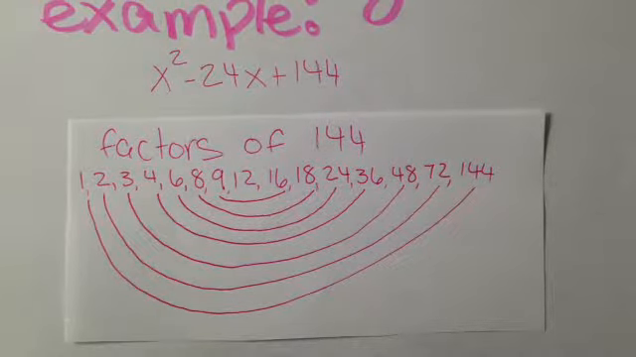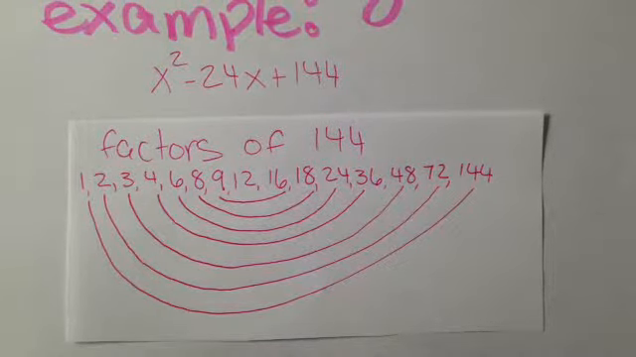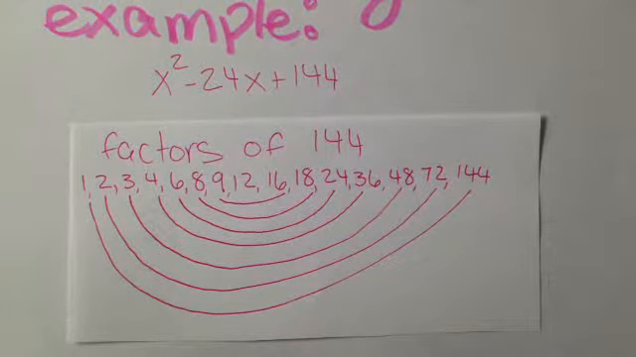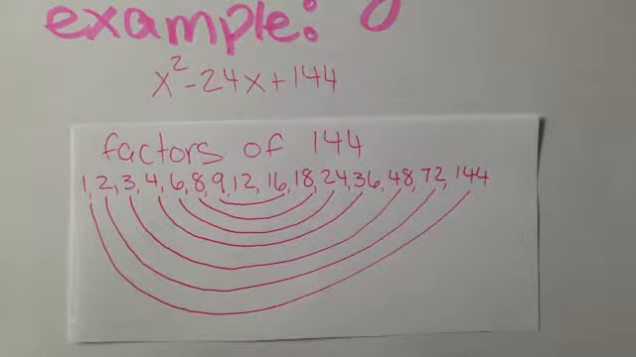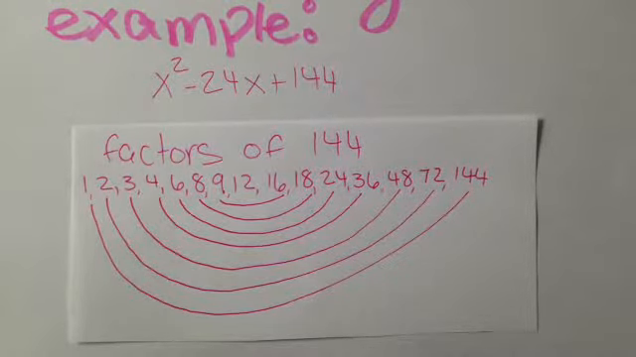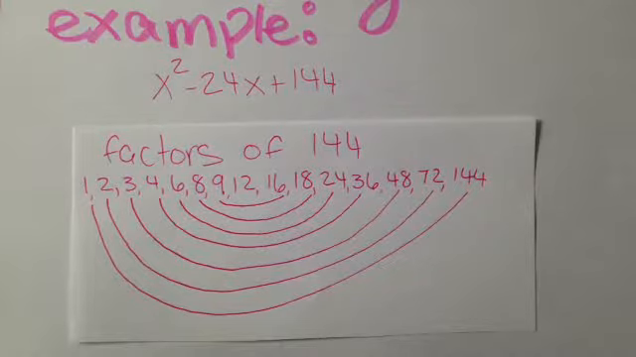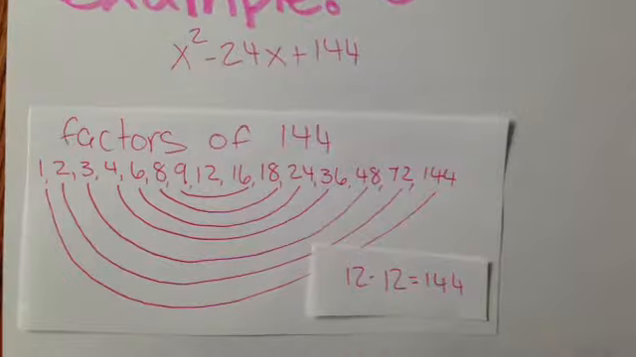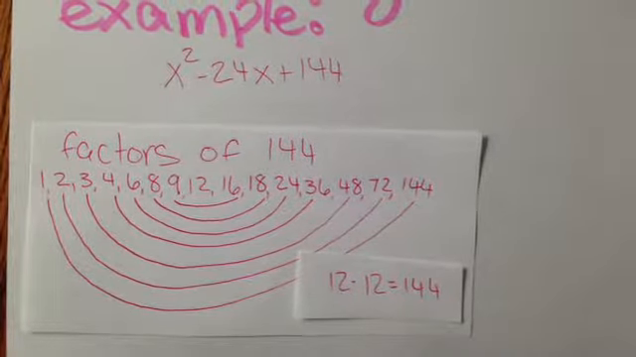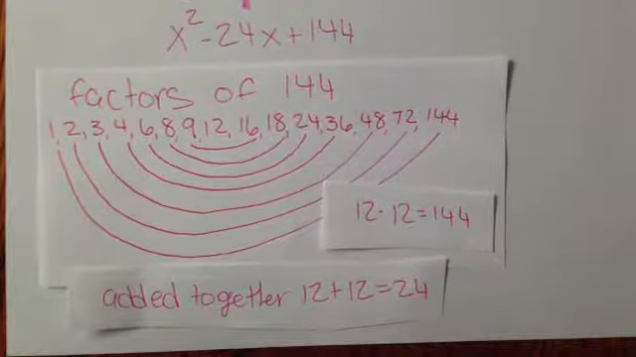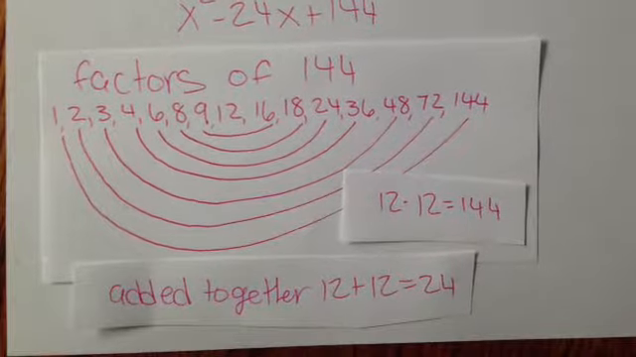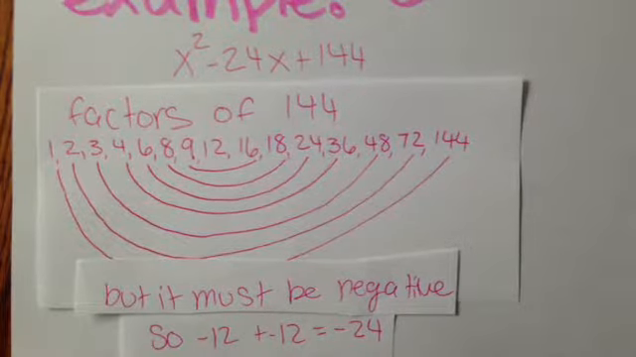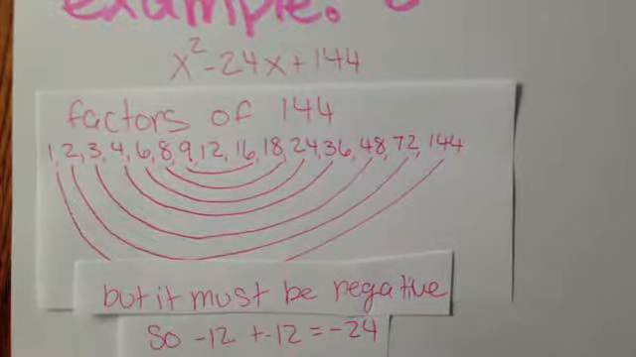First, you must find the factors of 144. They are 1 and 144, 2 and 72, 3 and 48, 4 and 36, 6 and 24, 8 and 18, 9 and 16, and 12 times 12. Well, 12 times 12 equals 144, and added together, 12 plus 12 equals 24. But it must be negative, so negative 12 plus negative 12 equals negative 24.